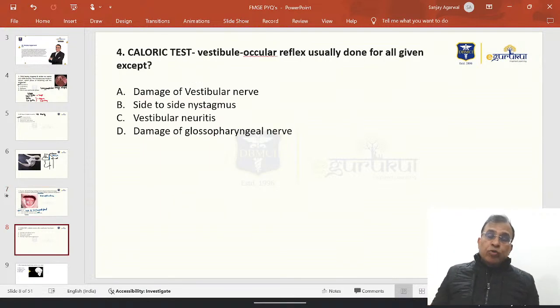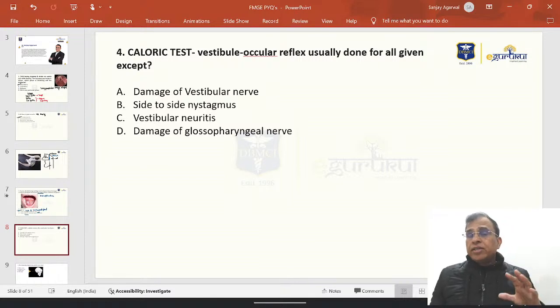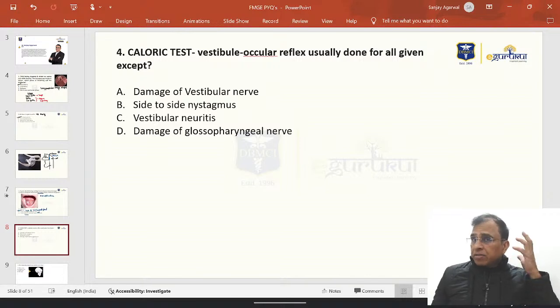Okay. Question number 4. Caloric test, which is a vestibulo-ocular reflex, usually is done for all of the given except. So, in which of the following is a caloric test done? Three are correct answers. One of the following is a situation where caloric test is not done. And caloric test is a type of vestibulo-ocular reflex. It means vestibule is a part of the labyrinth in the inner ear, vestibular, and ocular is eye. So, there is a connection between the vestibule and the eye.